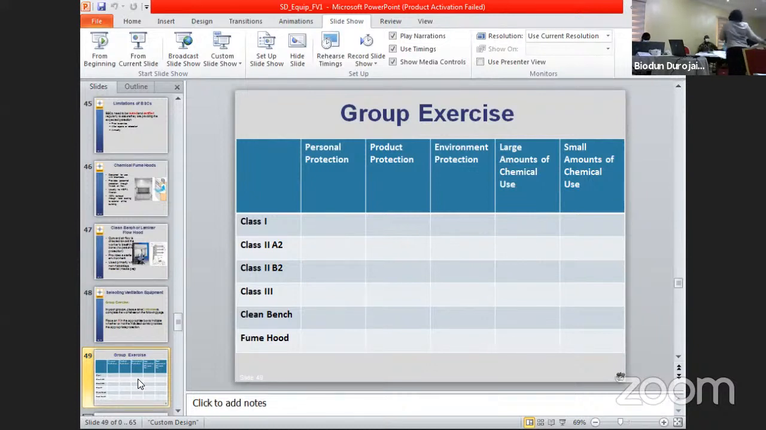We don't agree here that these chemicals should just go out. Ordinarily, it is not protecting the environment. Then you need an additional mitigation measure based on what kind of chemical is going out. So the equipment on its own does not protect the environment. So let's look at large amounts of chemical use. When you're using large amounts, can class 1 deal with large amounts? No. What of class 2? Large amounts of chemical? No. Class 2 B2? Yes. Large amounts?